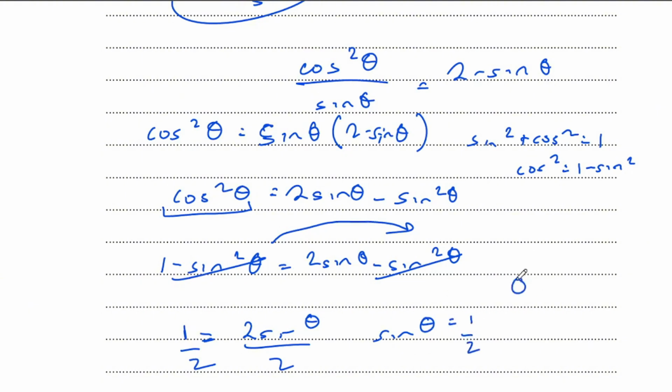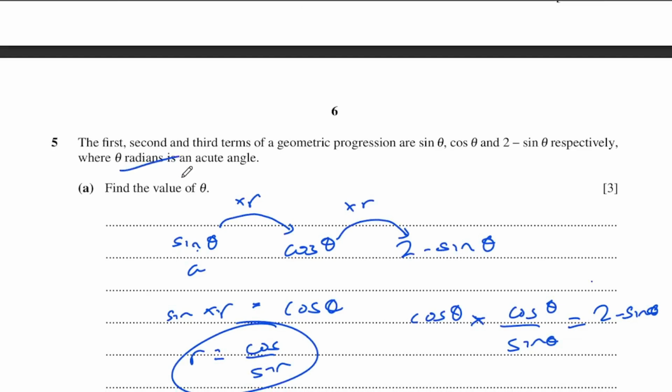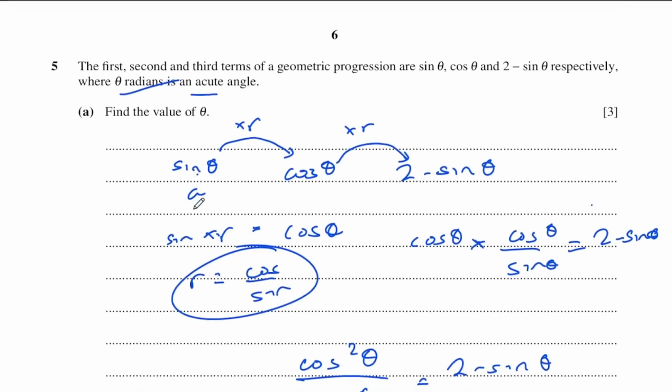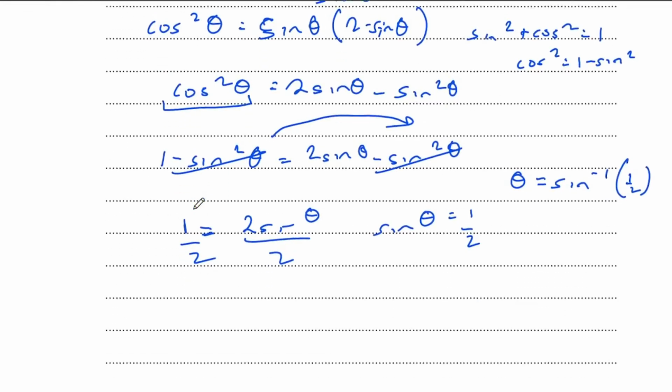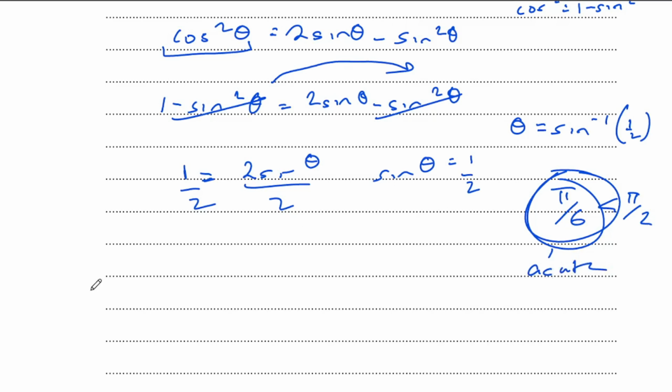And then with this we can find theta equals sine inverse of a half. And do we need that in radians? Yes, we need that in radians, and it's an acute angle. Acute angle means it is lesser than 90 degrees. So sine inverse of 0.5 is just going to be pi over 6. This is less than 90 degrees, less than pi over 2, which means this is an acute angle. And so our answer for theta is pi over 6.